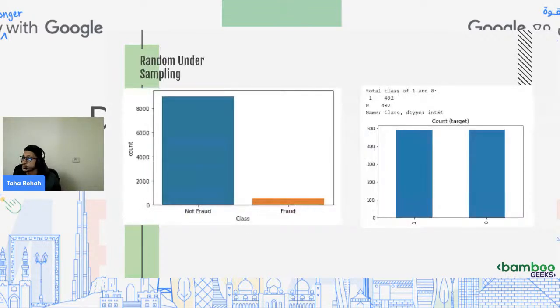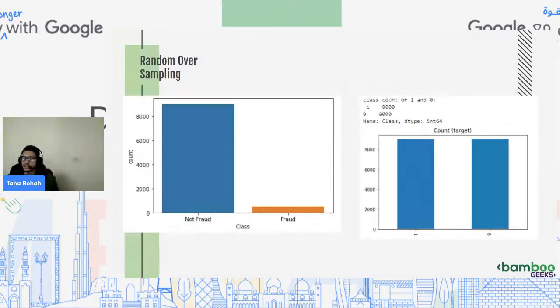So how to do this? Basically, there are two ways. Either we do it randomly, or we do it using a specific function or a specific technique. If we use it randomly for undersampling, I'm just going to delete some samples to be equal to the minority class. So this is random undersampling, and it's the same for random oversampling.